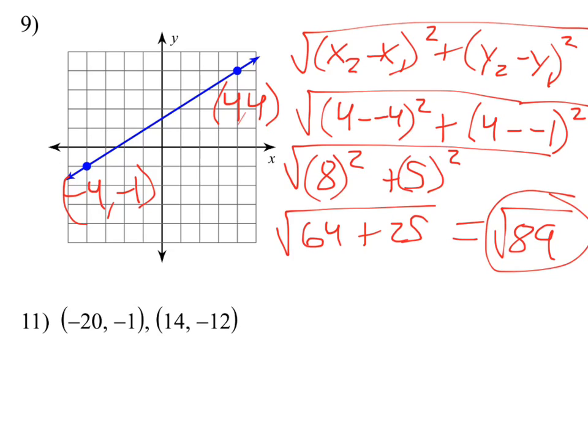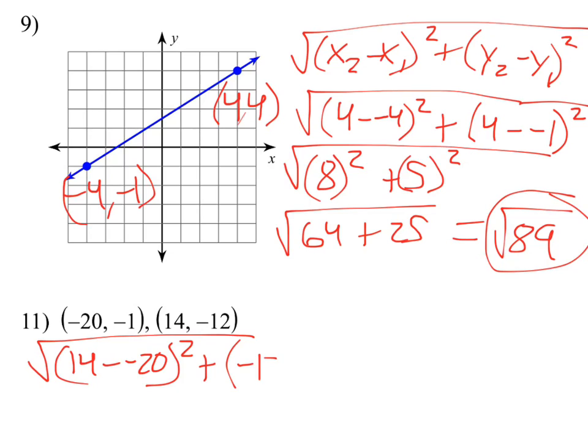On number 11, it just gives you the 2 points. I usually do the second one as my x2, y2. So I'm going to do 14 minus negative 20 for my first number. And then negative 12 minus negative 1 is the y coordinate for this guy.